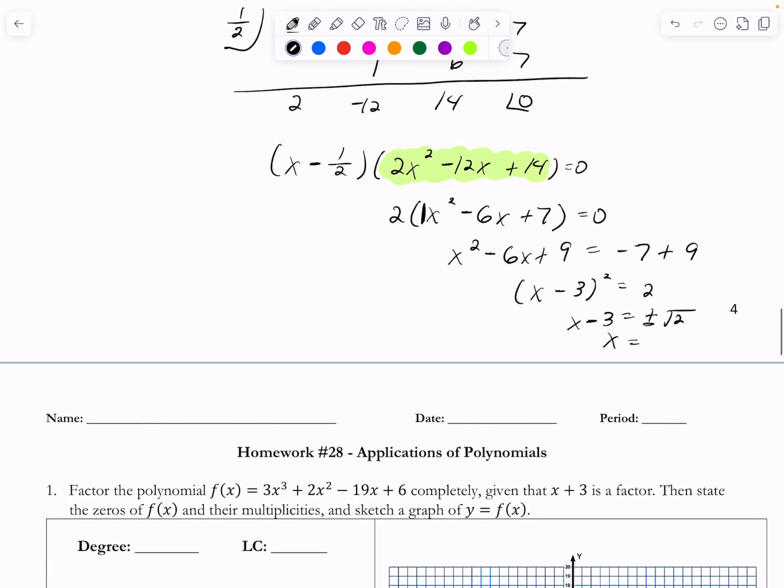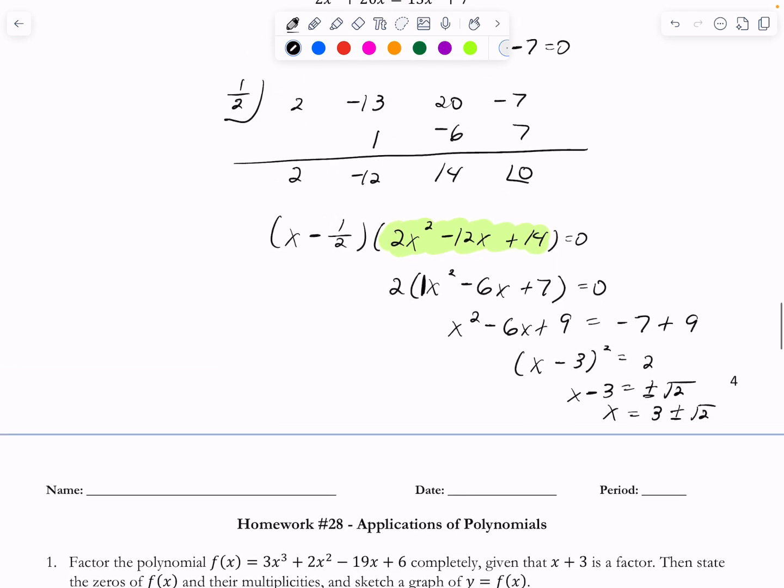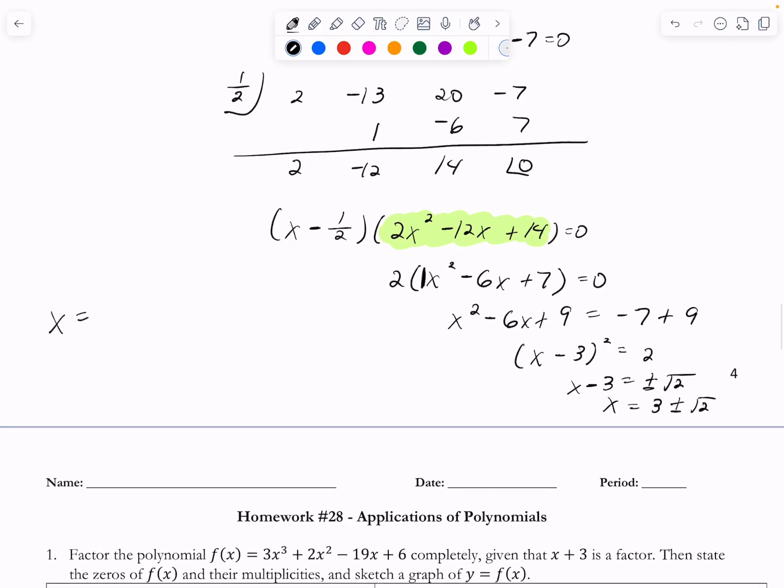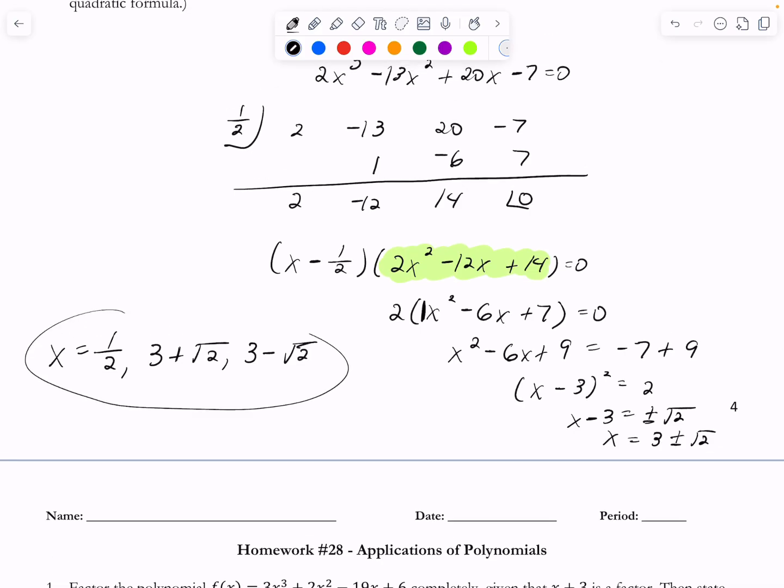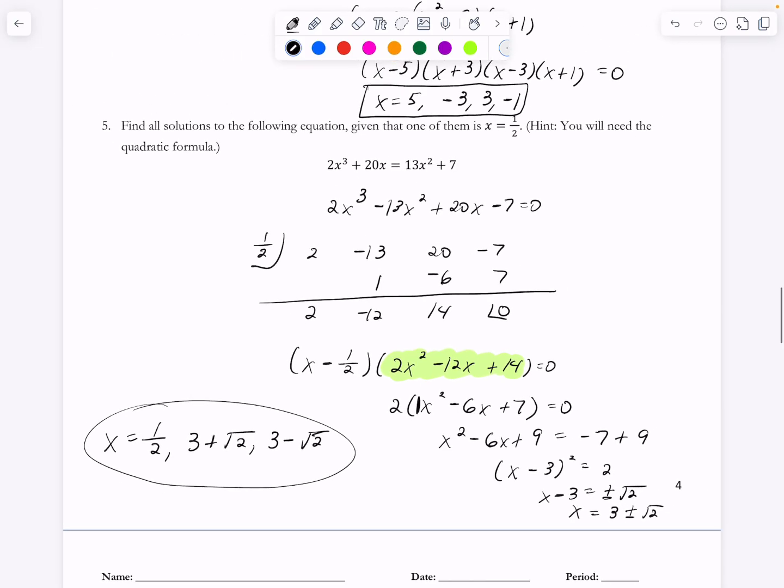So my 2 solutions are going to be 3 plus the square root of 2 and 3 minus the square root of 2. So the solutions here that they want, we already know 1/2 was one of them. And then we also have 3 plus the square root of 2 and 3 minus the square root of 2. All right, so that is going to be our 3 solutions for number 5.